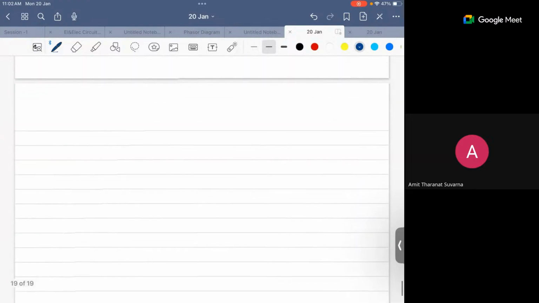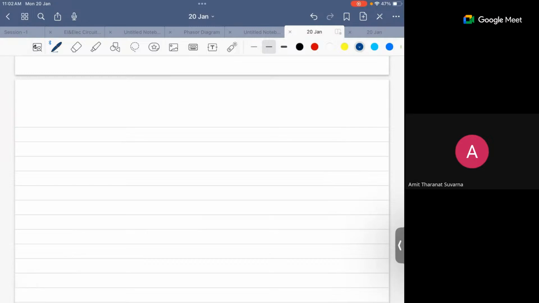Okay. Now I'll just go through the triangular function, or maybe the triangular and the signum, in 10 minutes.